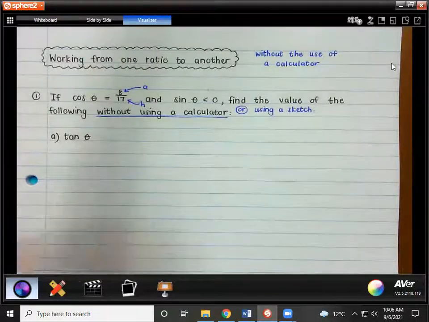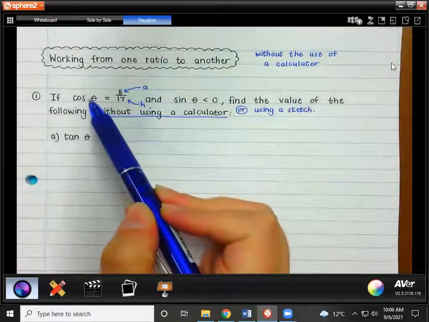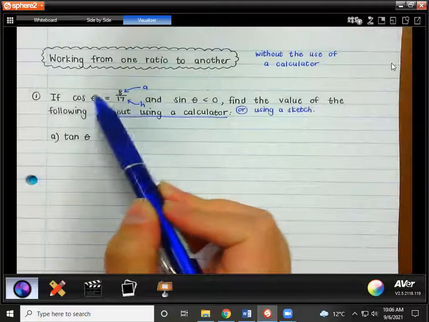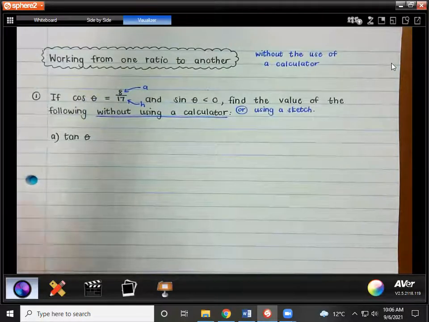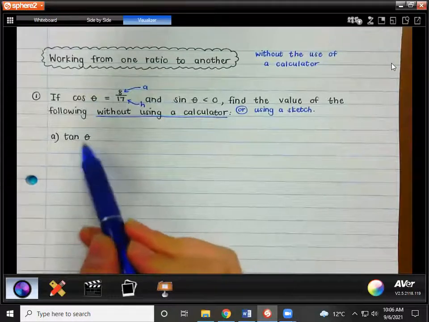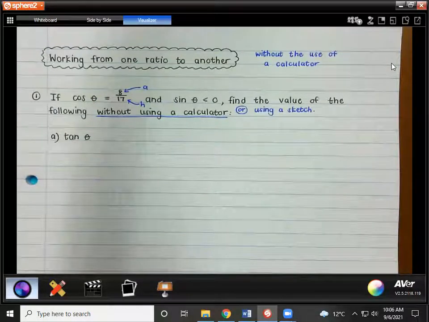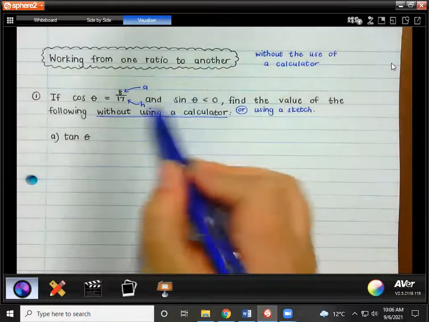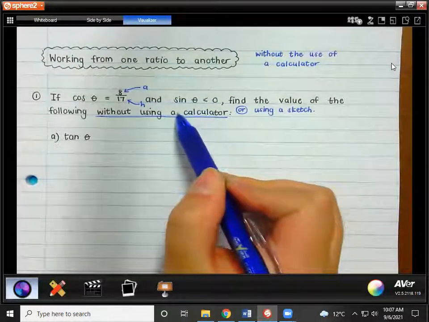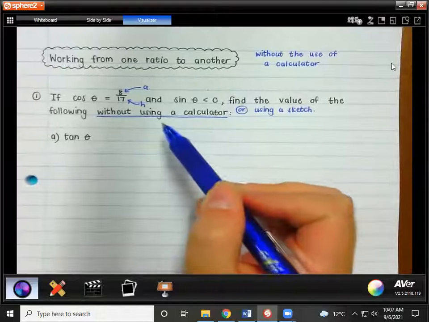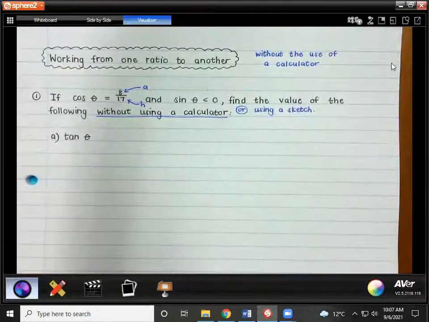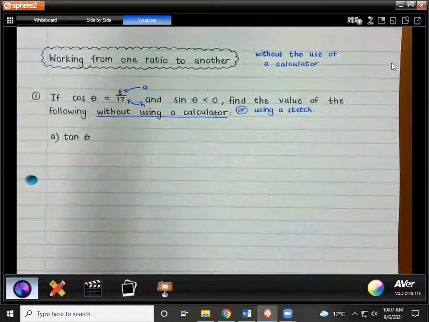They just mean, because I remember my first year at Westerford, the grade 11s said, okay, I have cos theta equals 8/17. I'm going to do shift cos and then find what theta is, then type tan of that angle into my calculator and there I have my answer. Okay, so that's what they mean when they say without using a calculator. We're not going to solve for theta and use it. We're actually going to draw a triangle using the information they gave us and then find tan theta.